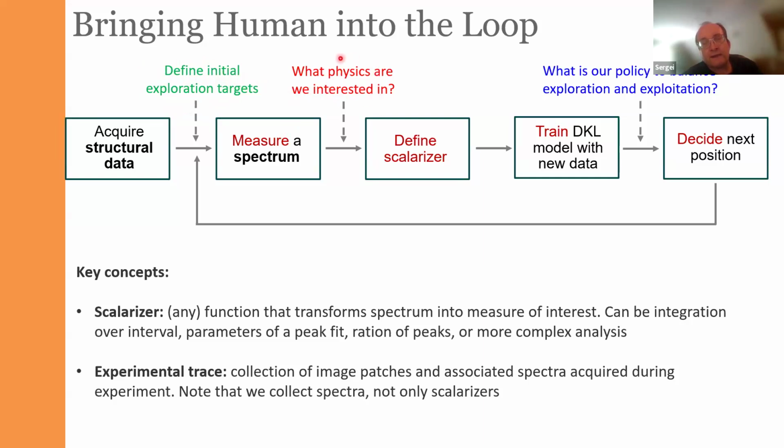Then we have a second point of intervention where we say what physics we are interested in. So remember that we measure spectra, we reduce the spectra to scalarizers. This reduction comes with some control knobs. We can make a scalarizer broader if we integrate, or narrower. We can switch from a scalarizer that says look at peak 1, to a scalarizer that looks at peak 2. So we can change the definition of the scalarizer on the fly during the experiment.